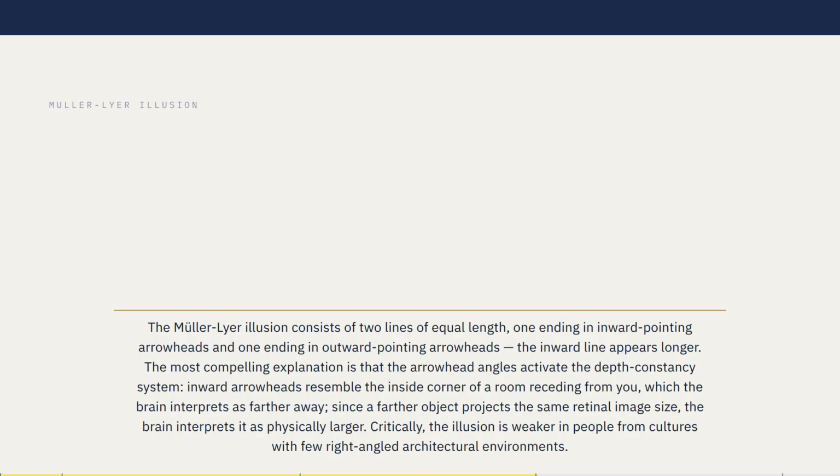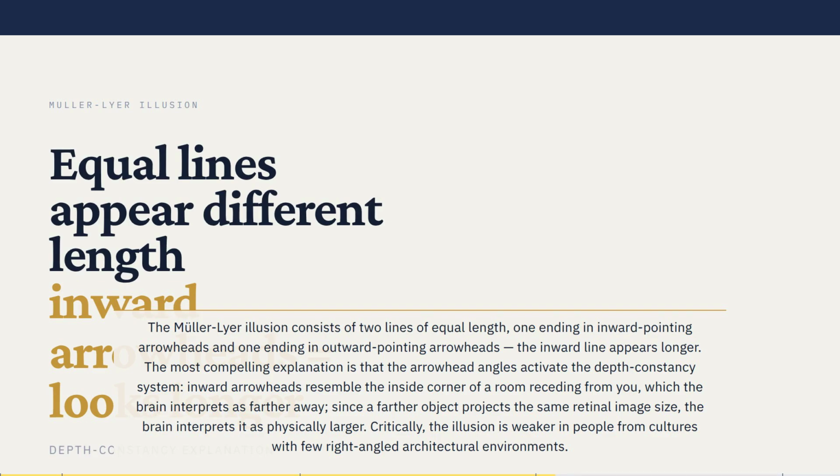The Muller-Lyer illusion consists of two lines of equal length, one ending in inward-pointing arrowheads and one ending in outward-pointing arrowheads. The inward line appears longer. The most compelling explanation is that the arrowhead angles activate the depth constancy system. Inward arrowheads resemble the inside corner of a room receding from you, which the brain interprets as farther away. Since a farther object projects the same retinal image size, the brain interprets it as physically larger. Critically, the illusion is weaker in people from cultures with few right-angled architectural environments.